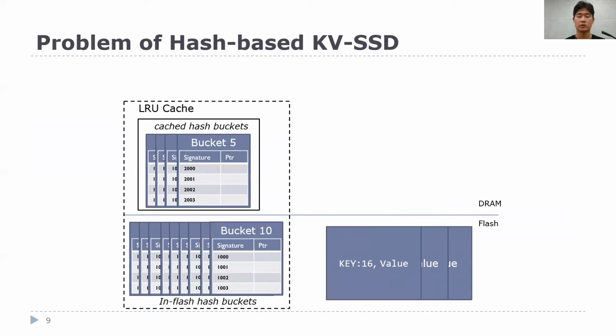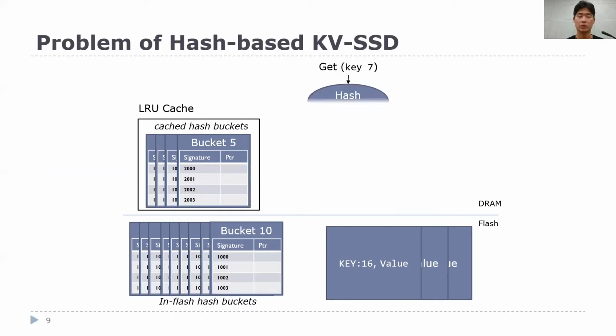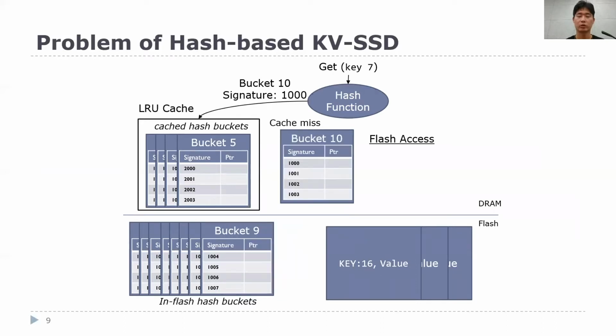Since the hash buckets are too large to be stored in the DRAM, all the buckets are stored in the flash and some are cached in the DRAM. For example, there is a GET request for key 7. Its signature is 1000 and the bucket number is 10. However, bucket number 10 is not in the cache, so it is read from the flash. We can get the value of key 7 from the bucket entry.